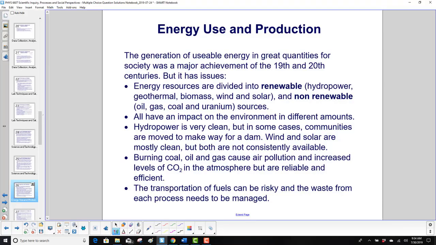Hydropower, very clean, but in some cases, and this is an understatement, communities are moved or destroyed to make way for a dam. Wind and solar are mostly clean, but both are not consistently available. Burning coal, oil, and gas causes air pollution and increased levels of CO2 in the atmosphere, but are very reliable and efficient. And then the transportation of fuels can be risky, and the waste from each process needs to be managed.